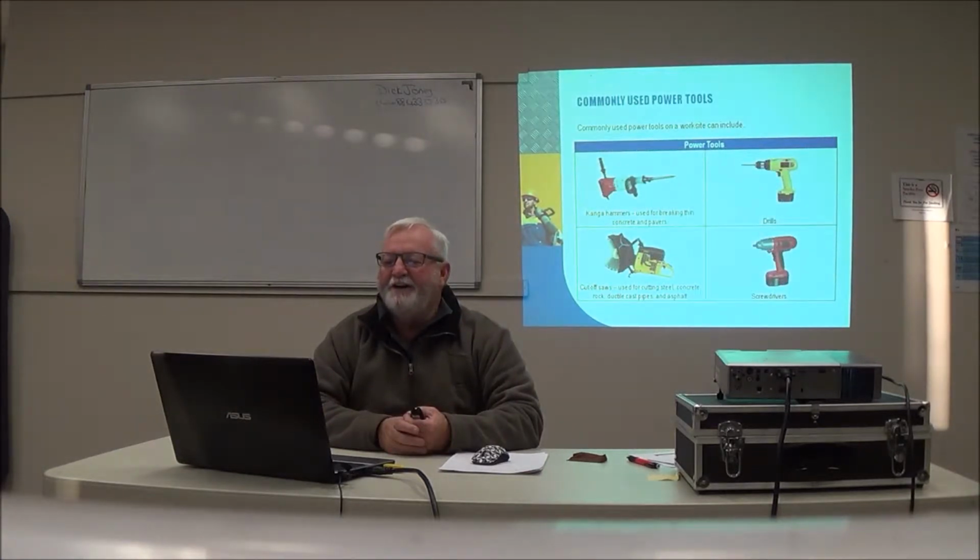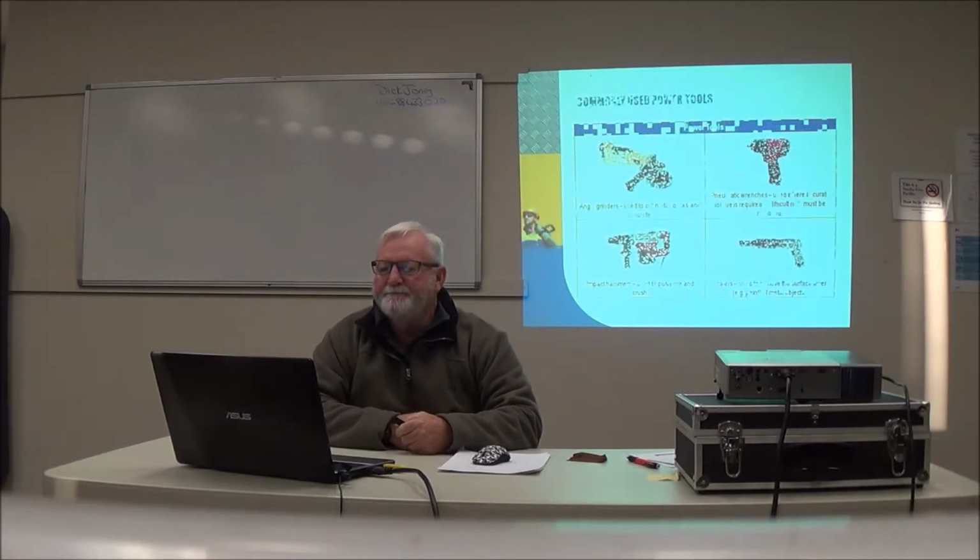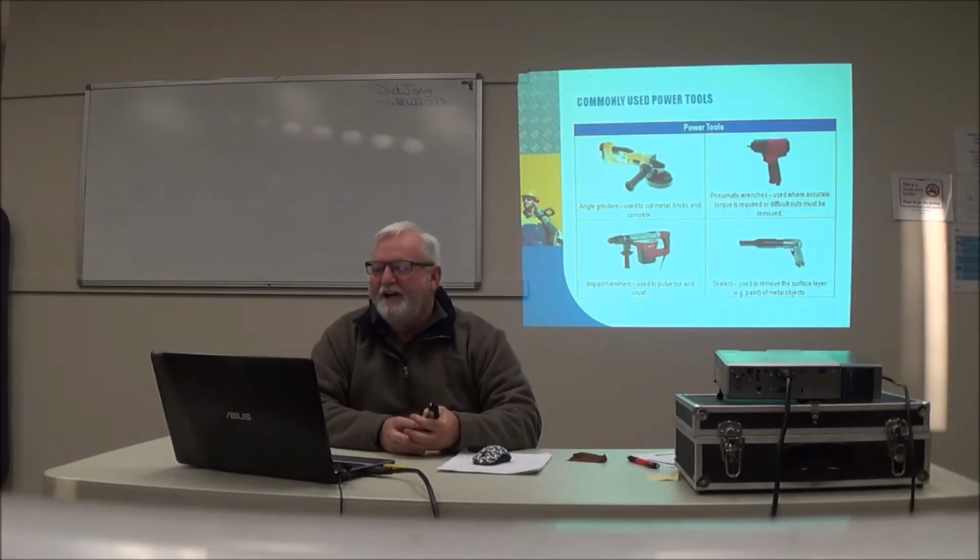So on the screen and in your book are some commonly used power tools that are used on a work site. So we talk about Kanga hammers, we talk about drills. We talk about screwdrivers, battery operated and electric ones, and we talk about cut-off saws, which are used for cutting steel, concrete, rock, ductile cast pipes and asphalt. There's also angle grinders, pneumatic wrenches, impact hammers, and things called scalers.